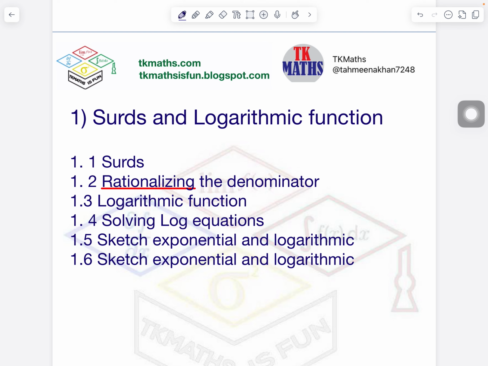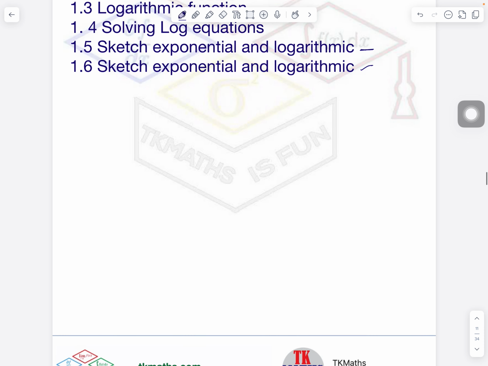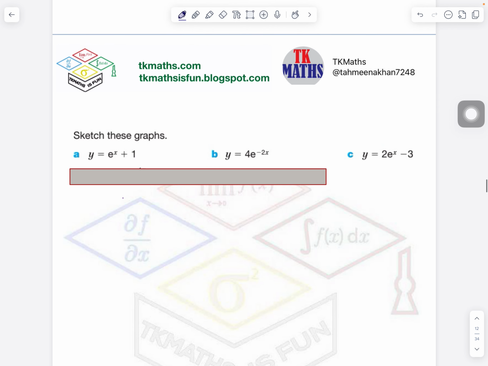And now we are continuing the last topic, which is on a sketch of exponential and logarithmic function. It is a little more advanced compared to the one which we have done in the previous case. You can find the link in the playlist or in the description below. So let's continue here. We will sketch these graphs now.